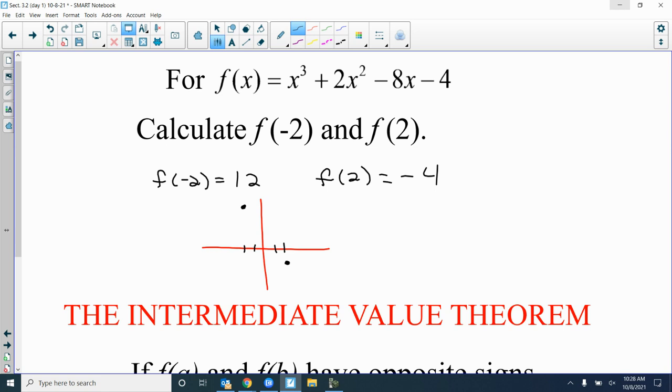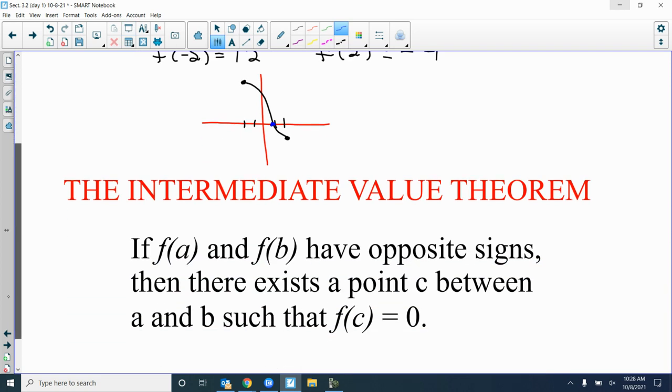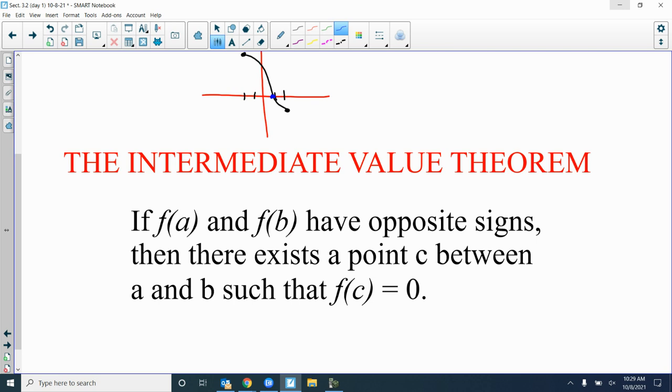This has to have a domain. There's nothing that we need to exclude. So I have to be able to connect these 2 points. And if I connect those 2 points, it means I have to cross the x-axis, which is going to become very important for what we're doing. So the intermediate value theorem says if f of a and f of b have opposite signs, one's positive and one's negative, then there has to exist another point, C, between A and B, such that f of C equals 0. Well, at this point, you're like, well, yeah, that's common sense. But that's an important theorem that had to be verified.